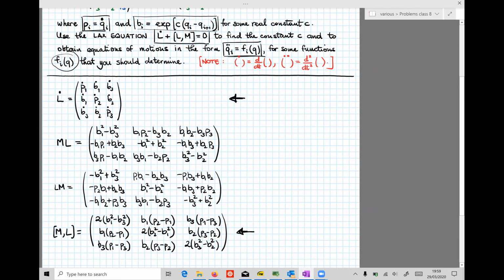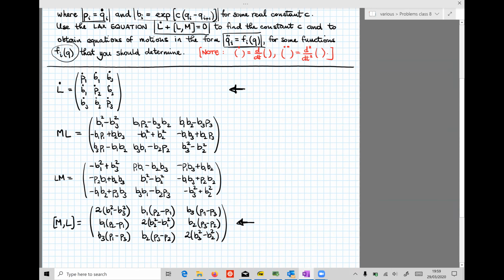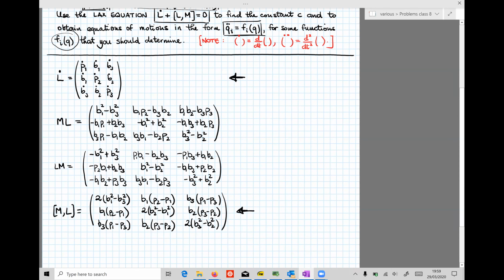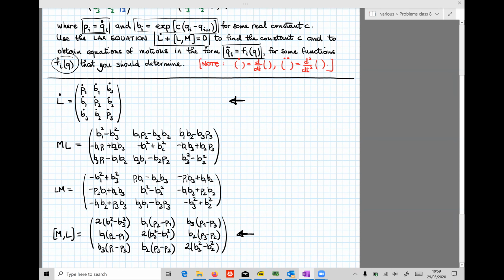So we'll get to Newton's law when we look at the Lax equation in terms of a diagonal element. The diagonal elements of L dot are P_i dot, which is Q_i double dot. And those are equal to some functions of B's, which are in turn functions of Q. So we'll obtain Newton's equation from the diagonal elements, but we first want to determine the constant C.